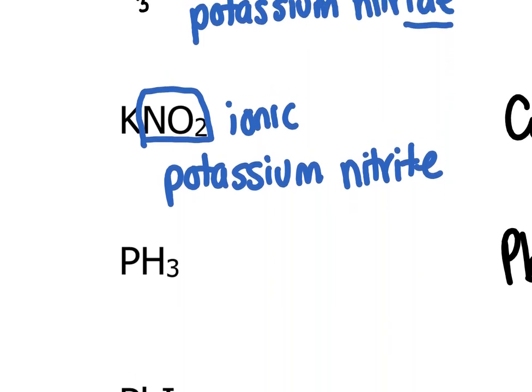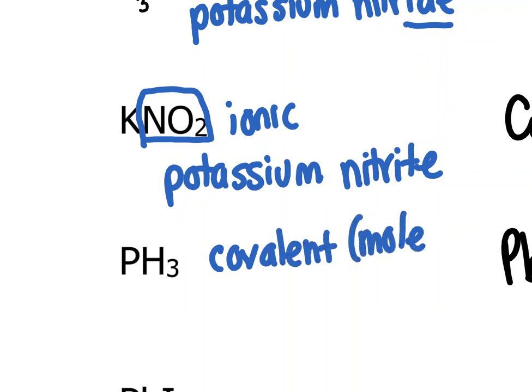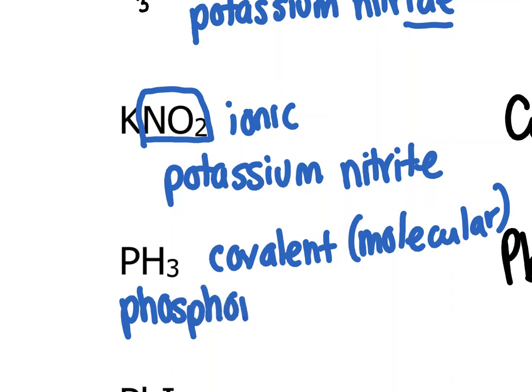Okay, next one, phosphorus is a nonmetal. Hydrogen is a nonmetal. So this one is covalent. And remember that covalent and molecular mean the same thing. And so I'm going to use those prefixes, name them in order, but use the prefix to say, we don't say mono, but we'll need it for trihydride.